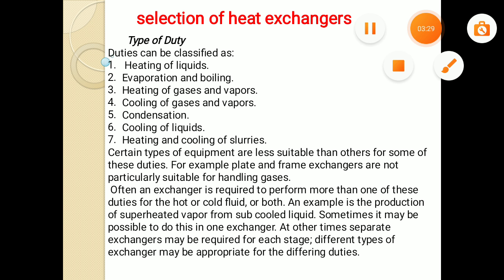One particular case is where a heat exchanger is required to perform more than one of these duties, for the hot fluid, the cold fluid, or both. An example is the production of superheated vapor from a subcooled state. Sometimes it may be possible to do this in one heat exchanger. At other times, separate heat exchangers might be required for each stage. Different types of heat exchanger may be appropriate for different duties.